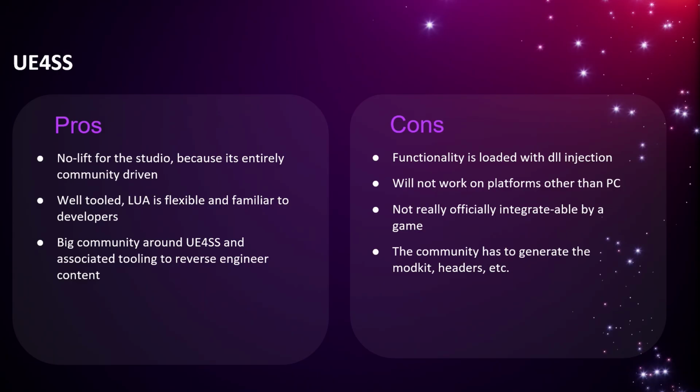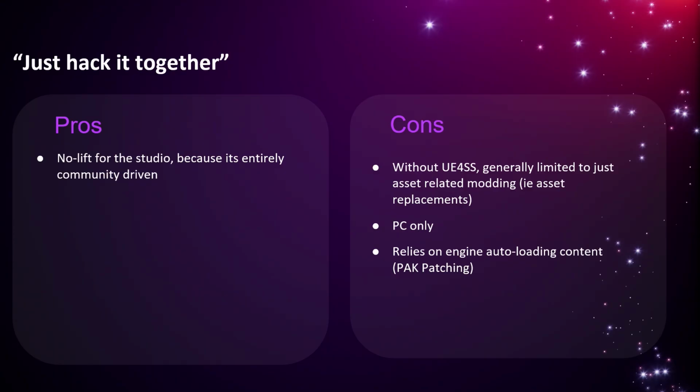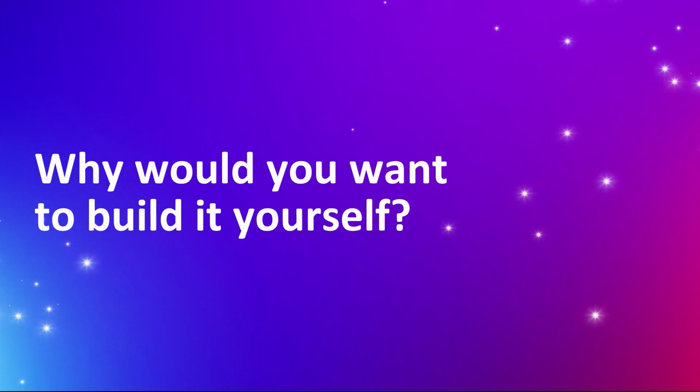You can't just take UE4SS and integrate it into your game as a plugin to be able to get it to work across all platforms. And of course, because the community generates the mod kit, headers, etc., major updates to your game can break, and the community's got to go and redo that work to generate that content. Same again with the Just Hack It Together crew. It's no lift for the studio. Creators just use those community-driven tools to be able to reverse engineer content, but it's pretty limited, basically limited to asset replacements because it overrides content that's in pack files, which means it's also PC only and again relies on the engine's auto-driven behavior. So why would you want to build it yourself?